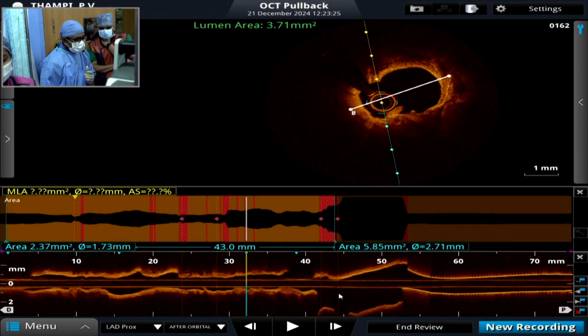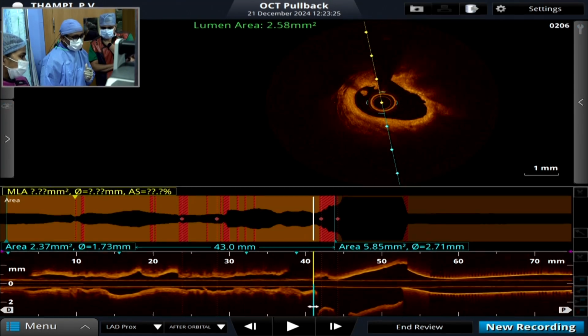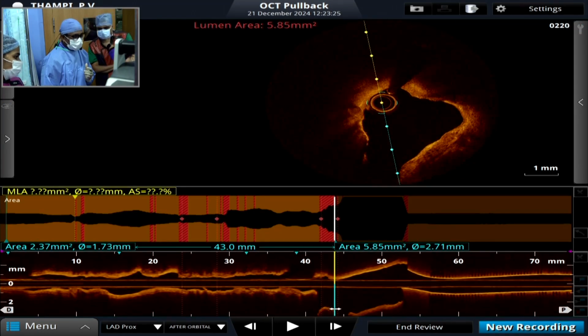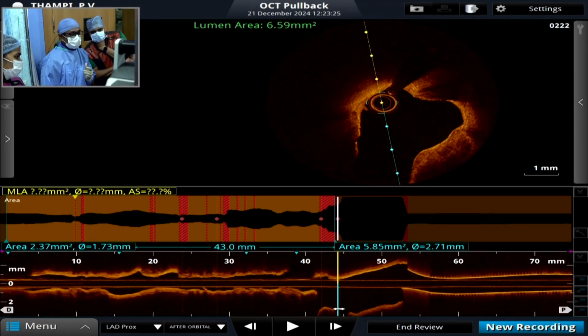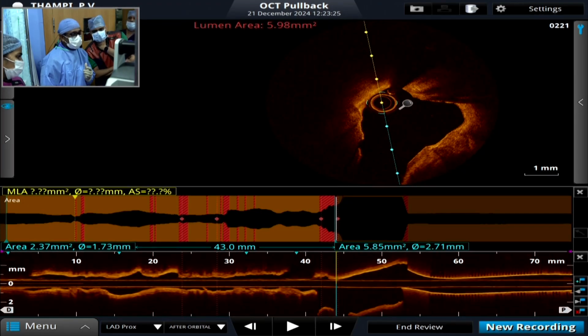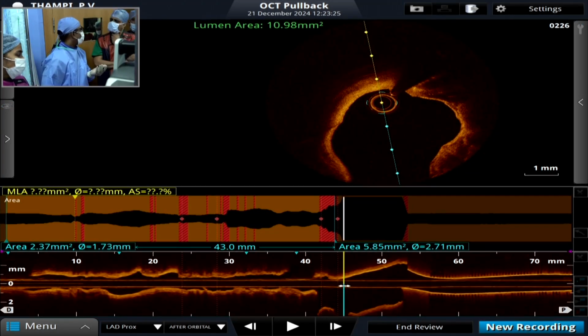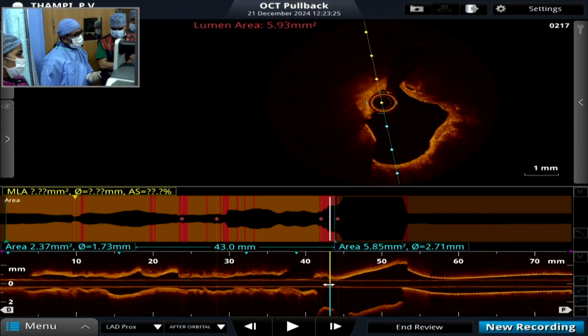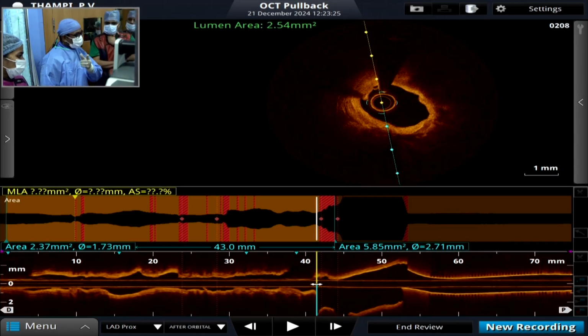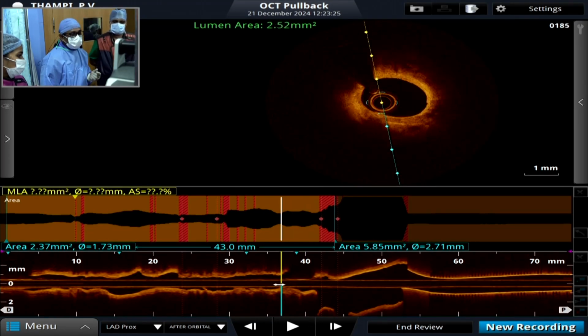Now this probably should be the landing zone. Here we are seeing all the branches. The ramus is seen over here. The circumflex is seen over here. If you come back, probably till the ramus, we need to land it right. Here the lumen is really good. So probably this would be a millimeter into the left main. A millimeter into the left main, we can safely do it with this imaging and also the fluoroscopic image.